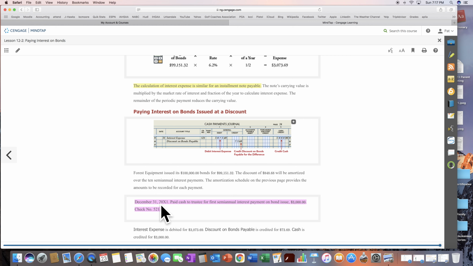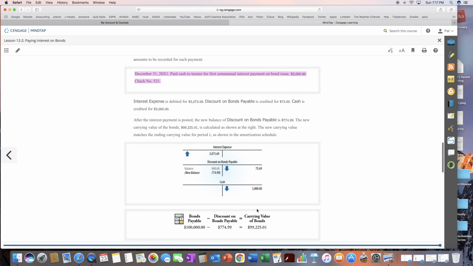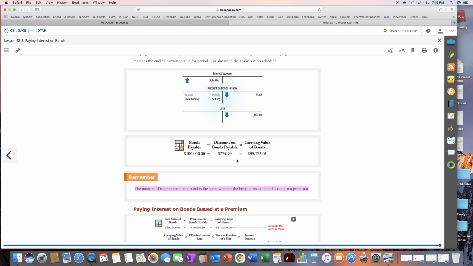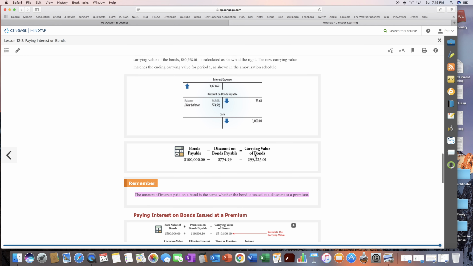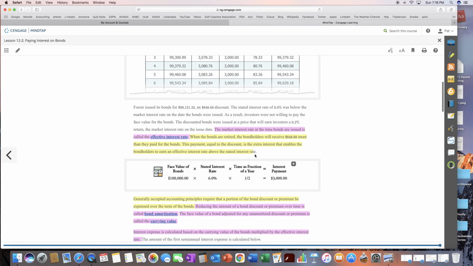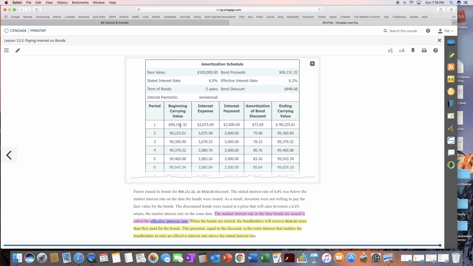So we're going to do this at the end of the year, and they kind of just talk about it. All right, the interest is debited. So again, this is all they're talking about. Now the carrying value can be found a couple different ways. The bond payable minus the discount that is remaining gives you the carrying value. But also, if you're here, you have the carrying value of 91. They give us this carrying value.